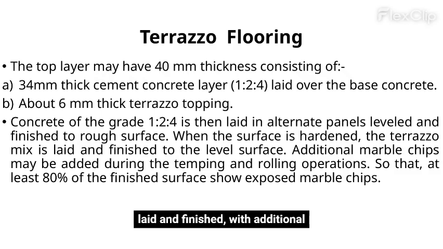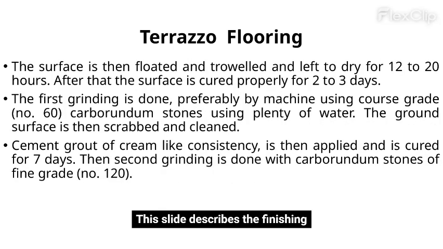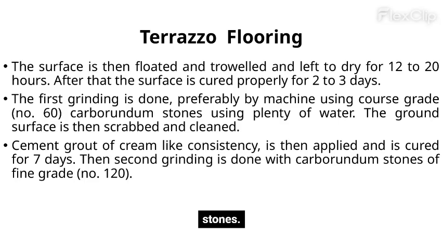The terrazzo mix is then laid and finished, with additional marble chips added during the process. This slide describes the finishing process for terrazzo flooring. The surface is floated, troweled, and left to dry. The first grinding is done with coarse carborundum stones and water. The surface is then scrubbed and cleaned. A cement grout is applied and cured, followed by a second grinding with finer stones.